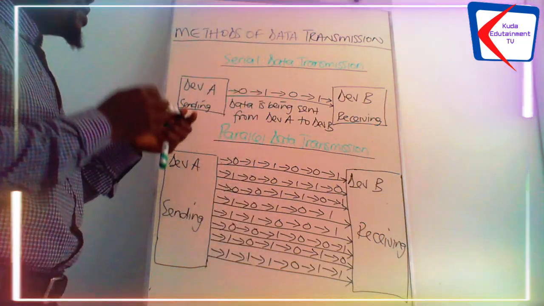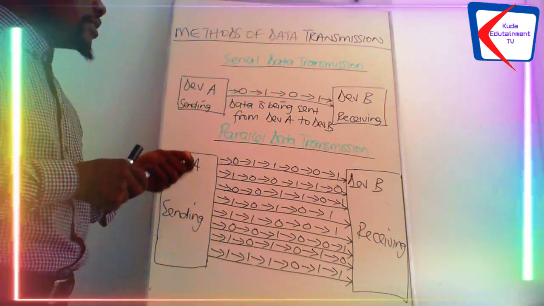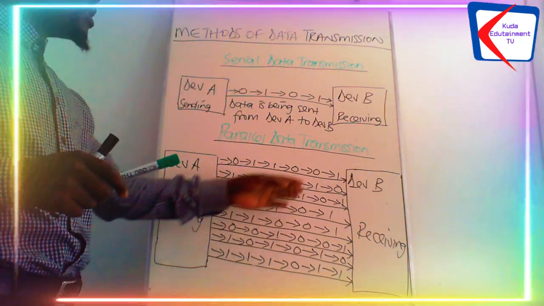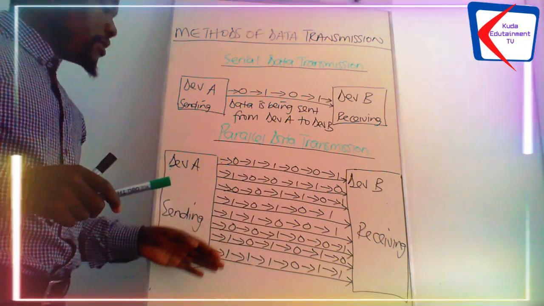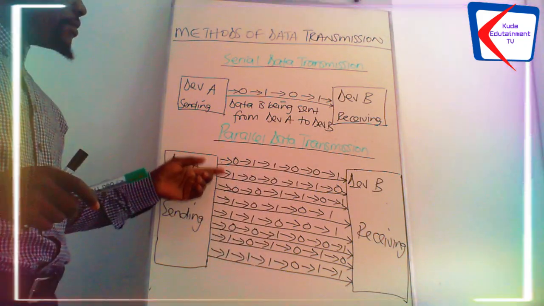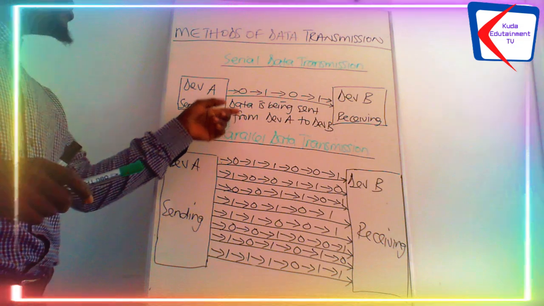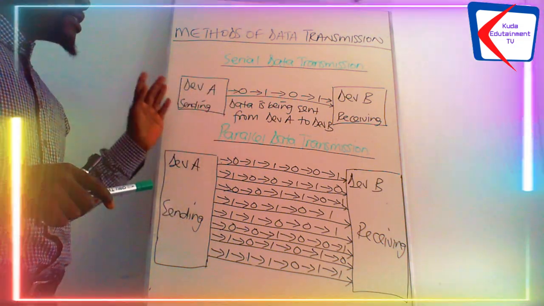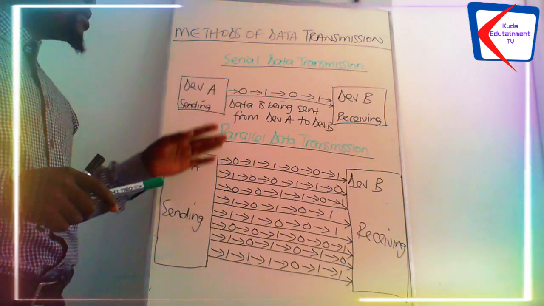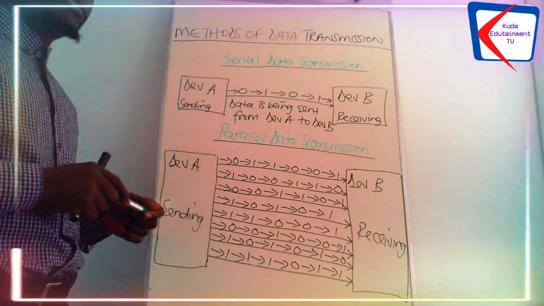Right, so this is parallel transmission. As you can see here, multiple bits are being sent across using multiple wires. In this case, we've got 8 wires, but on serial we only had 1 wire. So that's the main difference between serial transmission and parallel data transmission.